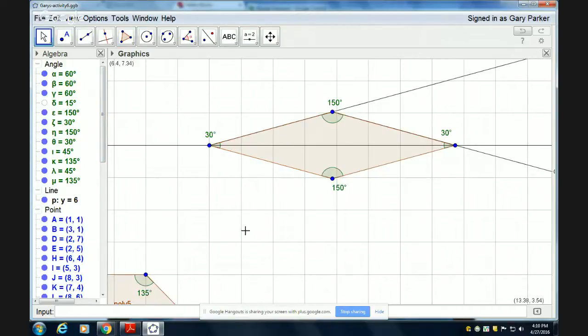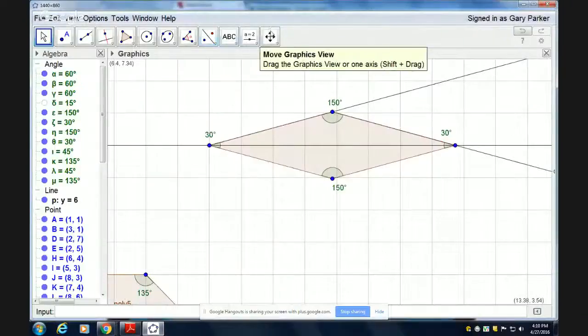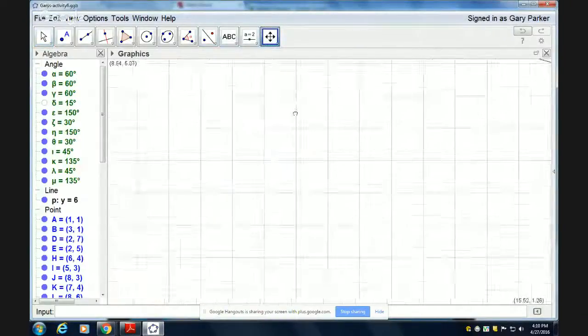My pentagon was 150 for each angle. This angle was 150. 150. All right, so let's go get to a new place. How'd you figure yours out?